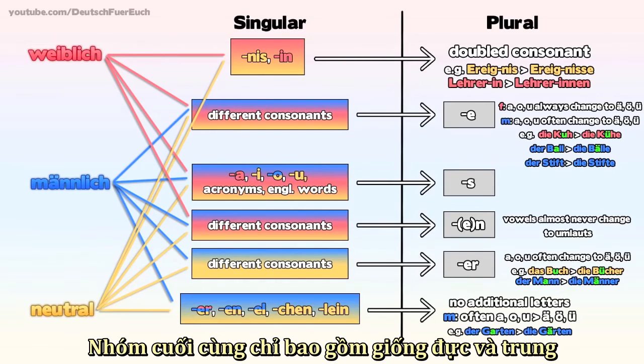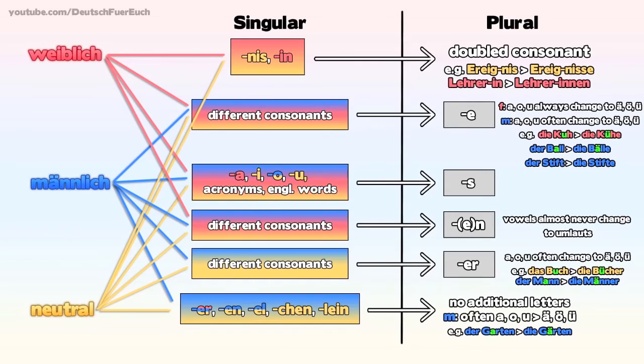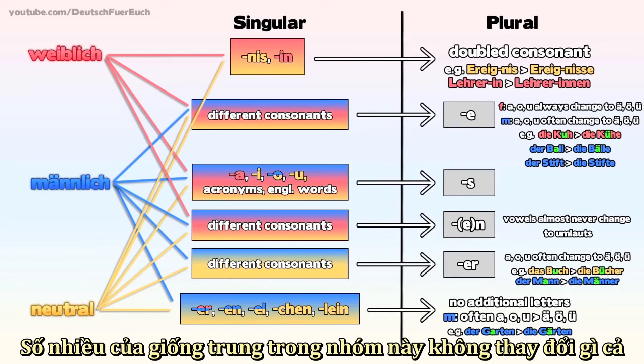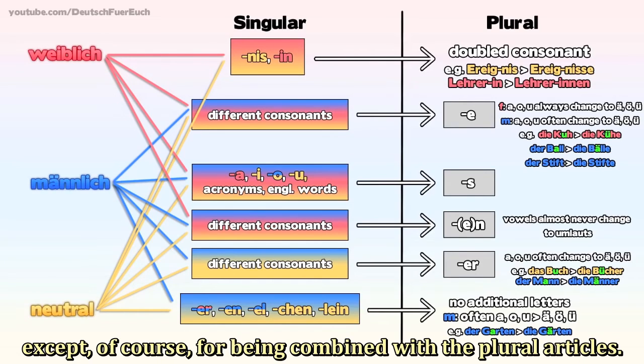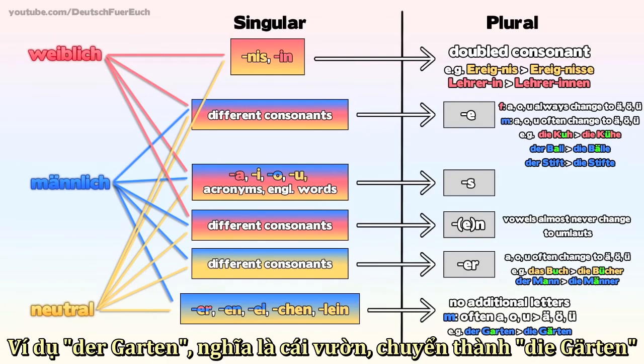Our last group here also only contains male and neutral words, namely the ones ending in er, en, el, chen, and lein. When pluralizing, neutral words in this group don't change at all, except of course for being combined with the plural articles. And male words don't change their endings either, but a, o, and u are often turned into their umlaut counterparts. As for example with der Garten, which means the garden, changing to die Gärten.